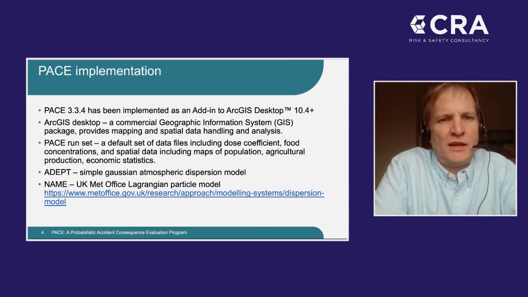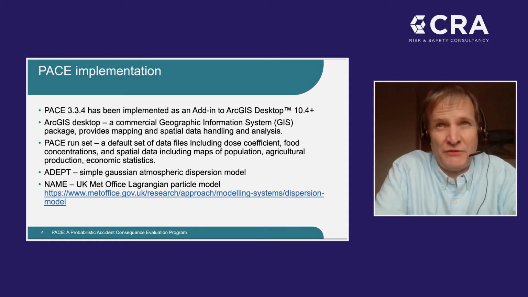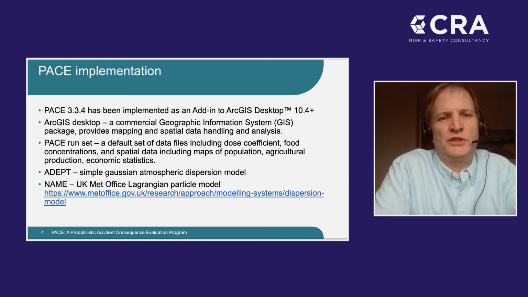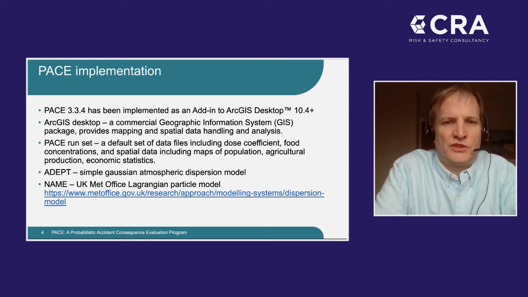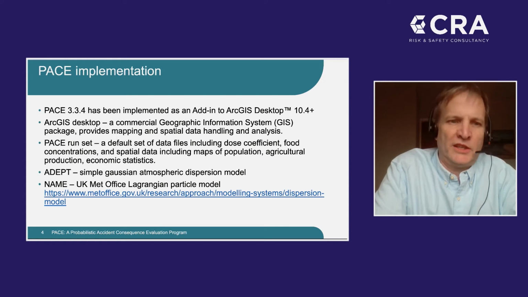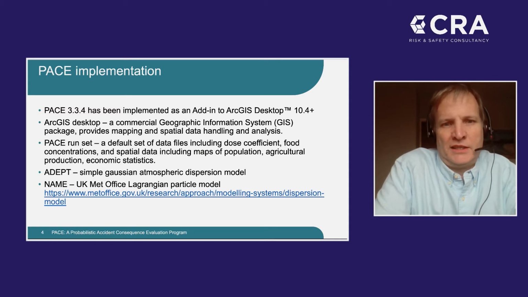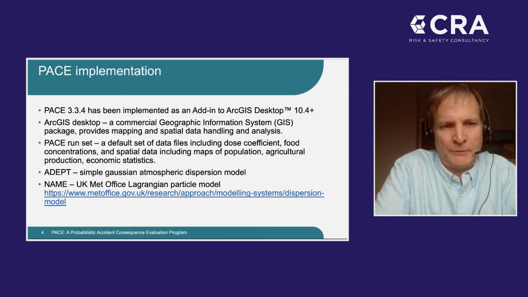When you get PACE, as I say, it's a synthesis of a lot of different programs. That means a lot of different models and inputs are needed. One of the design requirements was that it was quite easy to use out of the box, and it does come with a default set of data files that include all your dose coefficients and food concentrations and food ingestion rates and spatial data maps, including population, agricultural production, and economic statistics. So for the UK, at least, it is relatively simple to get up and running.